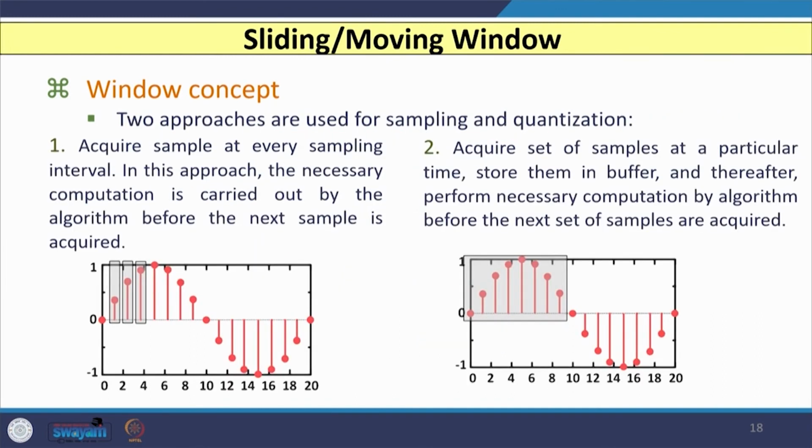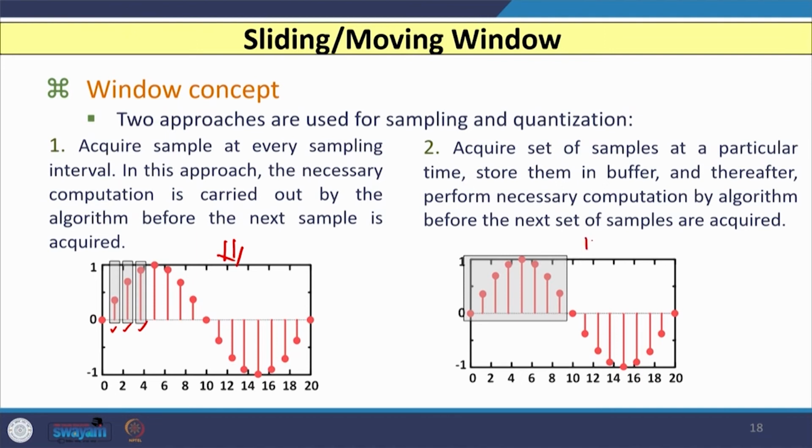Now, when we consider sampling and quantization, two approaches are normally used. The first is, you can see this waveform, where you acquire the sample at every sampling interval. When you acquire the sample, whatever necessary computation you perform, you perform before the next sample is acquired. So, this is one approach.